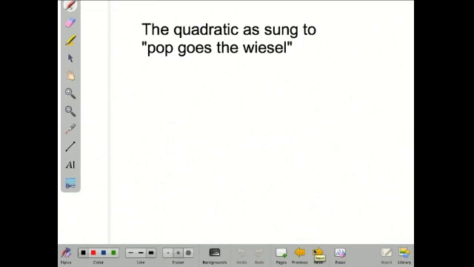So there's a real easy way to remember the quadratic formula. It's sung to Pop Goes the Weasel. So excuse my singing, but here we go.